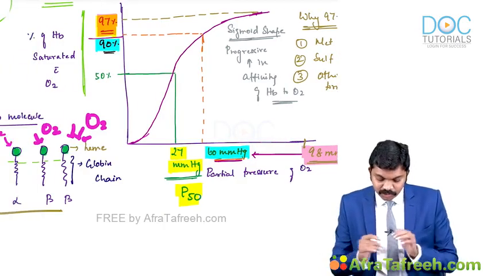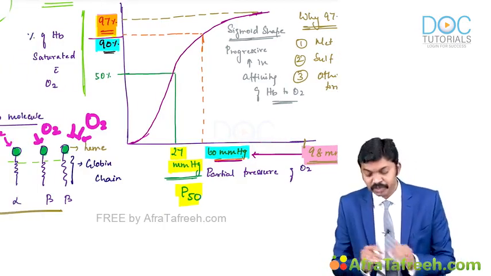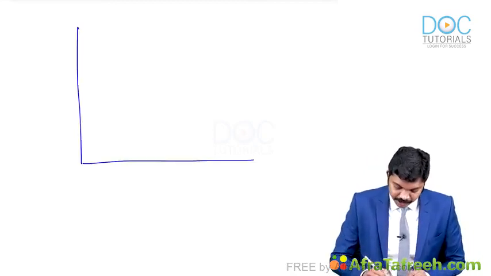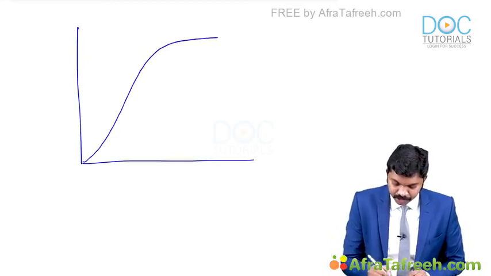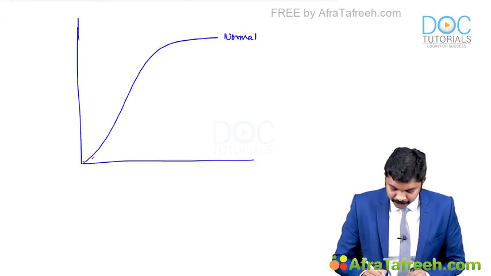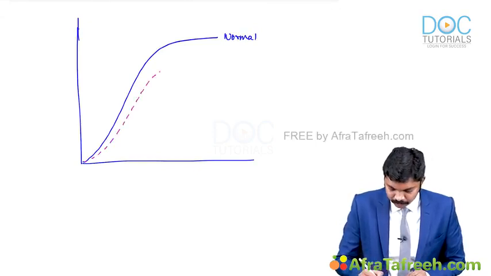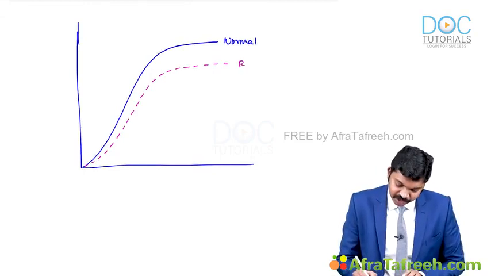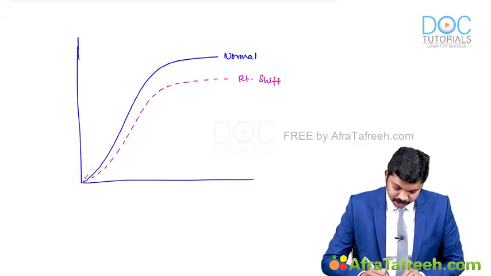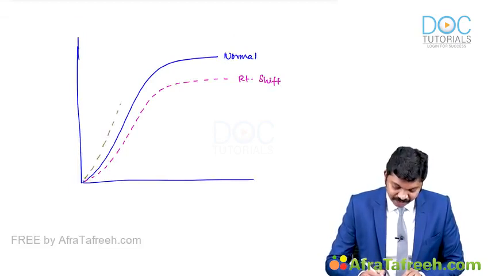Fine, friends, okay? So this is the curve, this is the reason for the shape, why 97%, why not 100%, and the value of P50. Now the second point you need to know in an oxyhemoglobin dissociation curve is shifting of the curve to right and left. Let us consider a normal oxyhemoglobin curve and a curve which is getting shifted to the right. Right shift of curve. On the other hand, we have certain conditions that make the curve get shifted to the left.